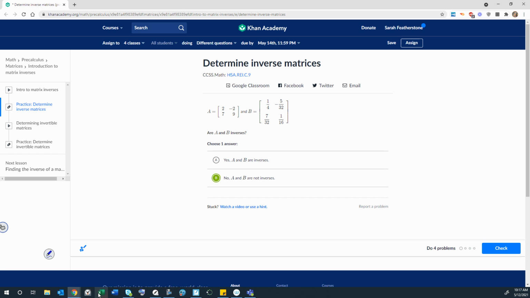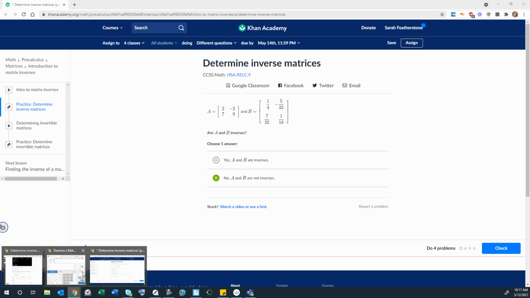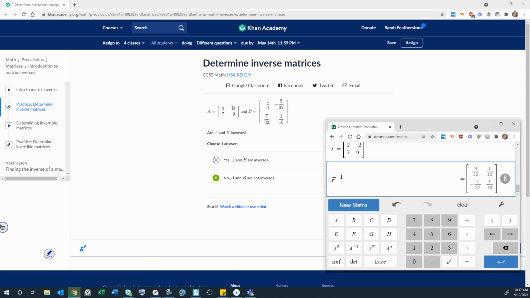These are not inverses, and that is because when I found the inverse of matrix A, I did not get matrix B. Does that make sense? All right, so I have found that the answer tells me they are not inverses. But I wanted to show you another way you could do this problem.